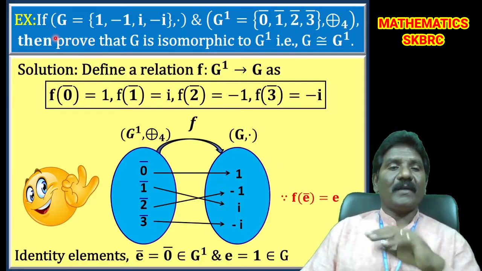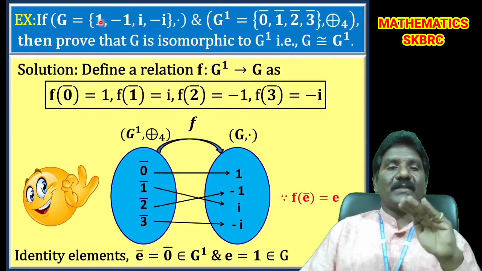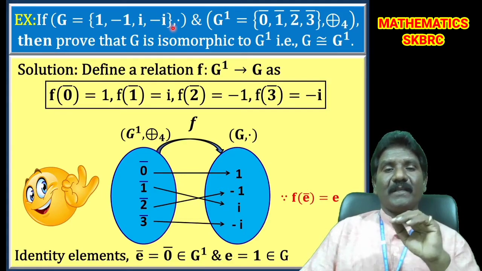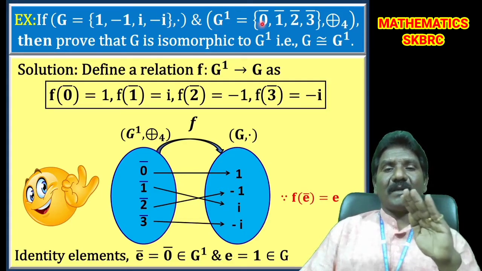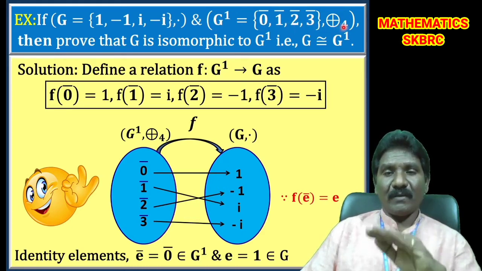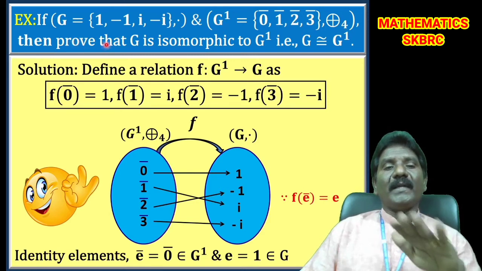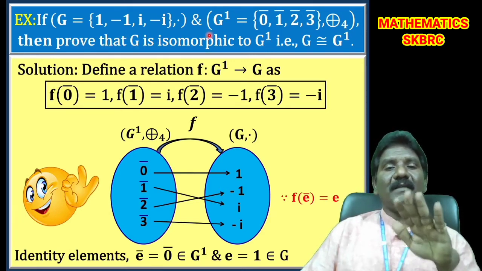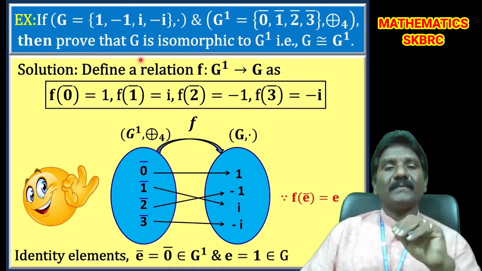Very important example. If G is equal to the set {1, -1, i, -i}, which is a group with respect to multiplication, and G dash is equal to the set {0 bar, 1 bar, 2 bar, 3 bar}, which is a group with respect to addition modulo 4, then we prove that G is isomorphic to G dash. That is, G and G dash are isomorphic groups.